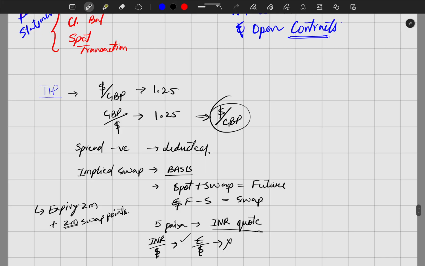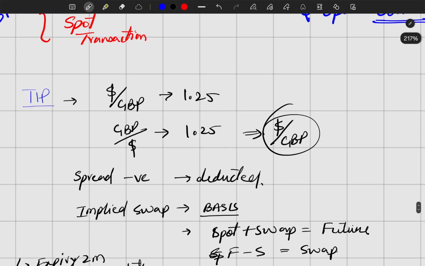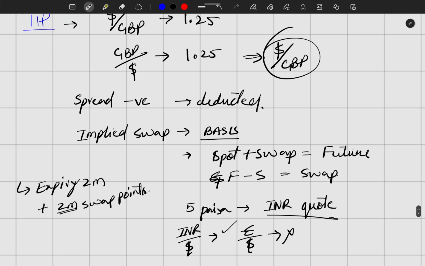And then I have discussed some tips and problems that I face. The first one is of course the GBP to dollar. That's the exception rule. I've talked about it. When the spread is negative, you need to deduct it. I sometimes forget about that. Implied swap points means the difference between the future and spot, it's the same as the basis. Why do they call it swap?